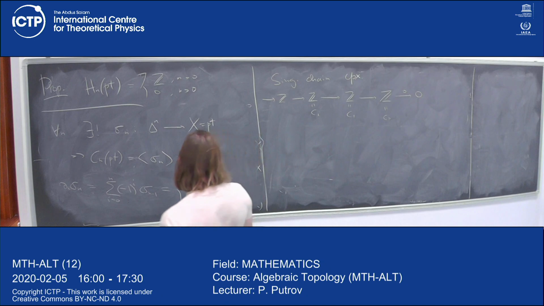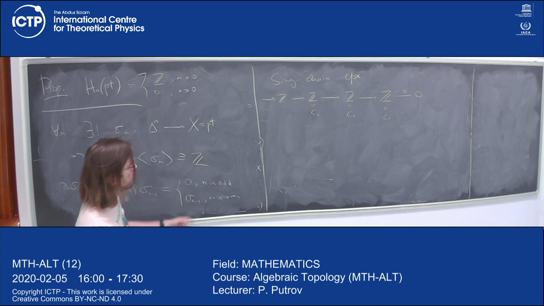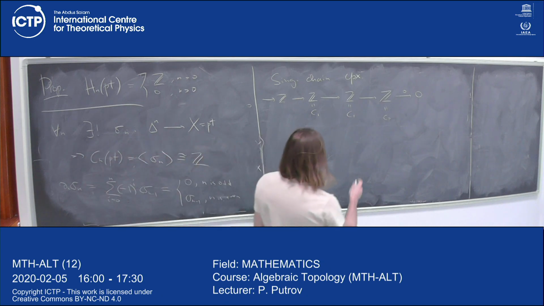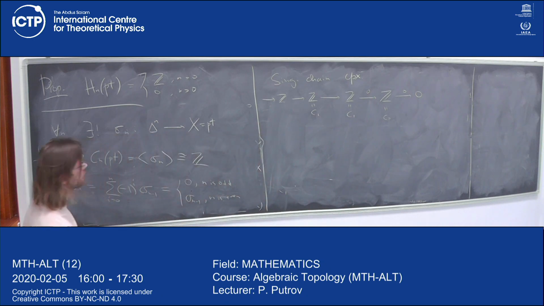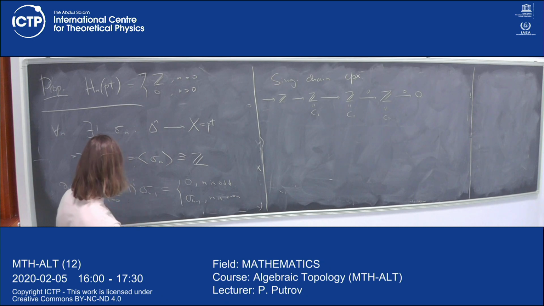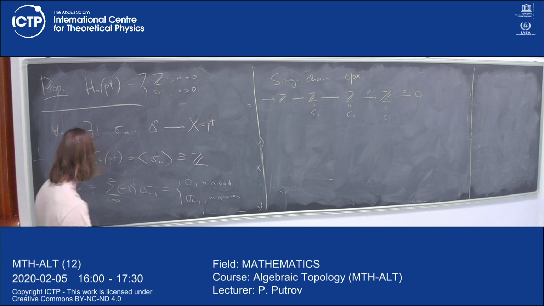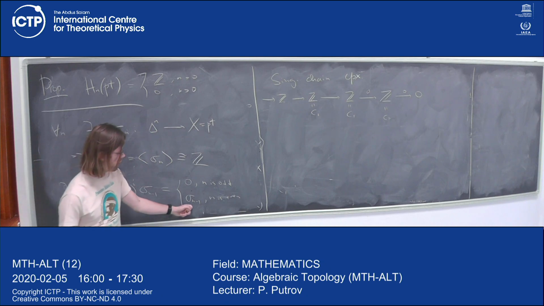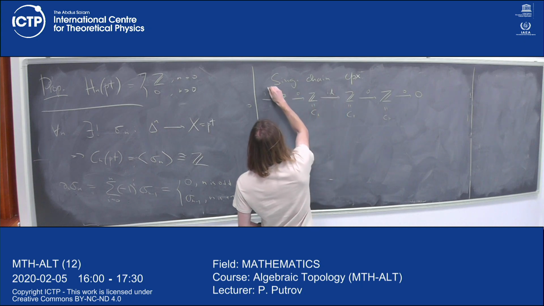For n equals 0, and n equals 1, when n equals 1, it's odd, so it's also 0, right? For n equals 2, this map takes the generator here and gives me the generator here. So this map is just identity. And again, this will be 0, this will be identity.